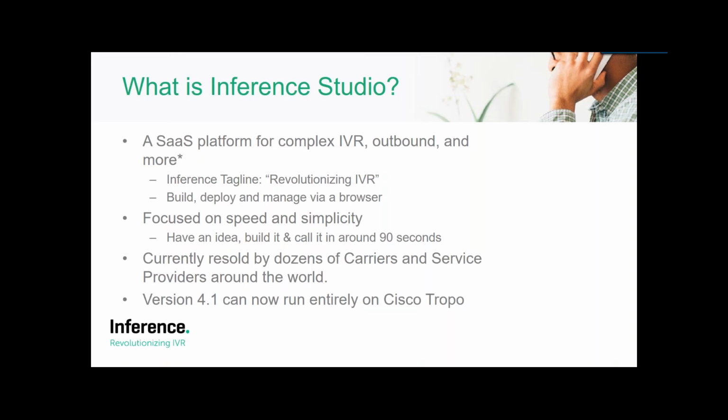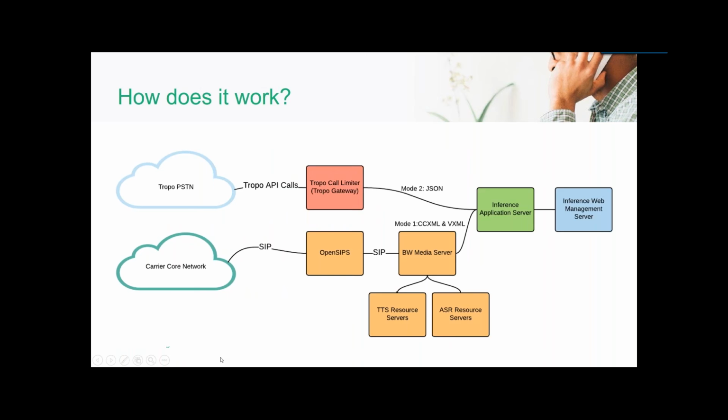The focus for today is on the newest version, which is version 4.1, because 4.1 can now run entirely on Cisco Tropo, which is a CPaaS platform. For those of you who are not familiar with CPaaS, essentially it's a set of communication APIs that you can trigger. Now, typically in a CPaaS environment, you are writing code. You are building applications using APIs. You're writing software, and you're integrating it into, say, your iPhone app or your Android app or something like that.